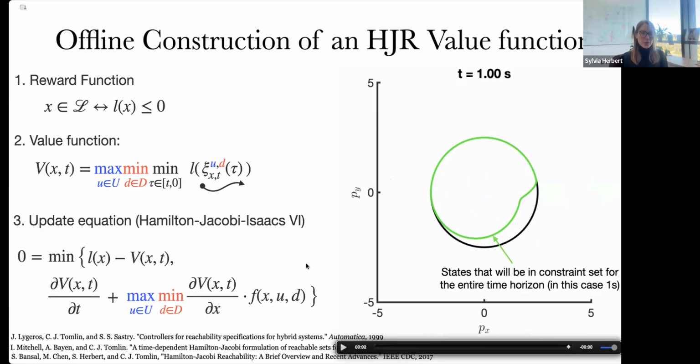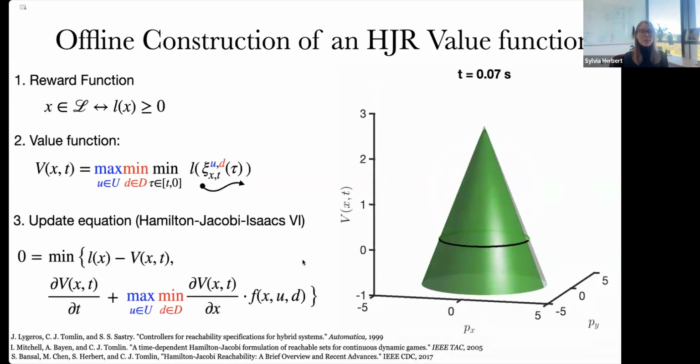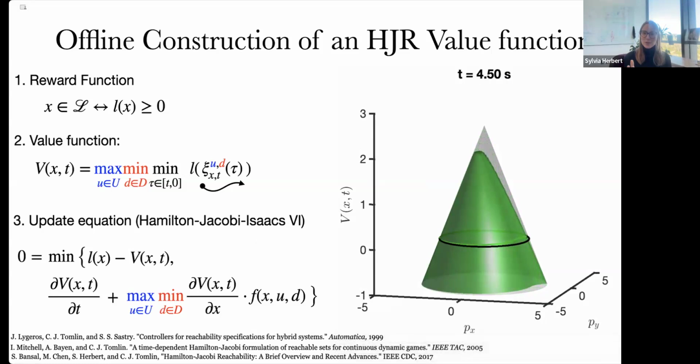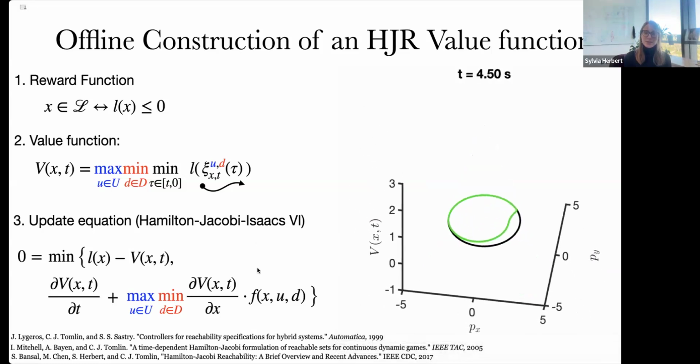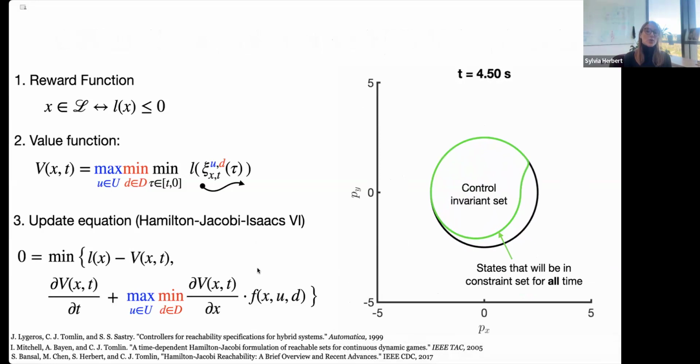Now, the last modification I'm going to make is, what if we care about the states from which we can be in the constraint set forever instead of just for 1 second? And for this, we continue to run our dynamic programming until it has converged. If there does exist a set from which you can stay safe forever, then we'll find it. If there doesn't, then this will vanish over time. So in this case, this converges somewhere around 4.5 seconds. And now these are the states that will be in the constraint set for the entire time horizon. We call this the control invariant set.